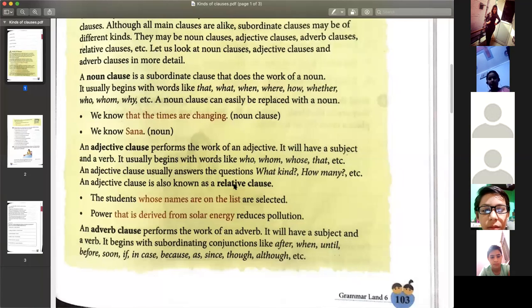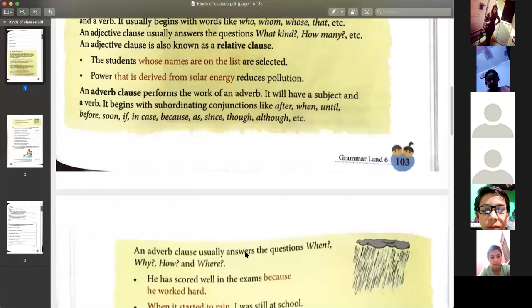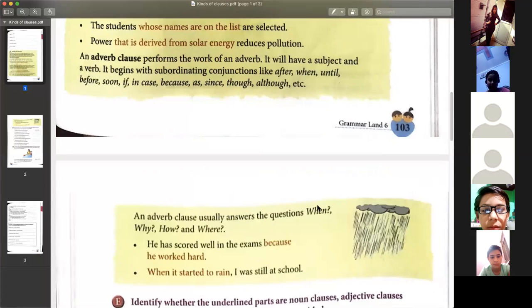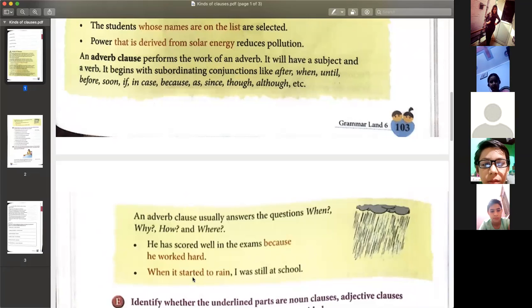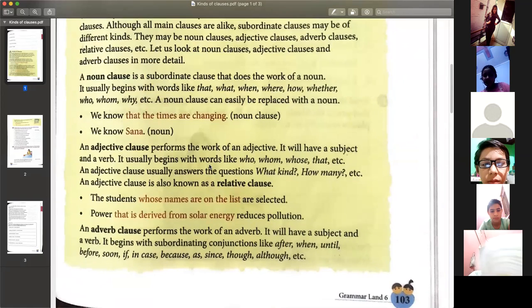In the cupboard. And the same case for adverb clause. When we talk about clauses, they answer when, time, why, how and where. If we have words like because, when it started to rain, when means जब वो बारिश होने लगी. When we get the answer for these 4 questions, when, why, how and where, these are adverb clauses. Okay, ma'am. It is clear.